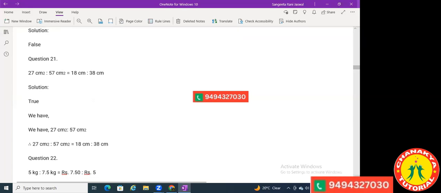This last question here, this one. Please find whether these ratios are equal or not. 5 kg is to 7.5 kg and rupees 7.5 is to rupees 5. Please find whether they are equivalent or not. Do it in your notebooks.